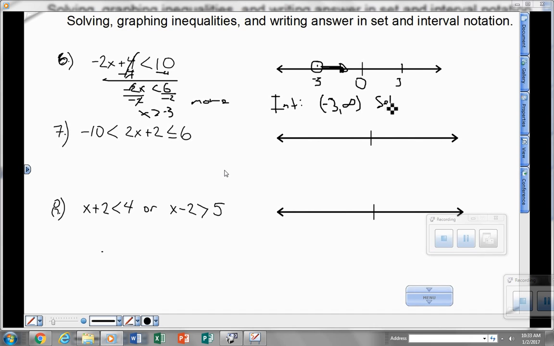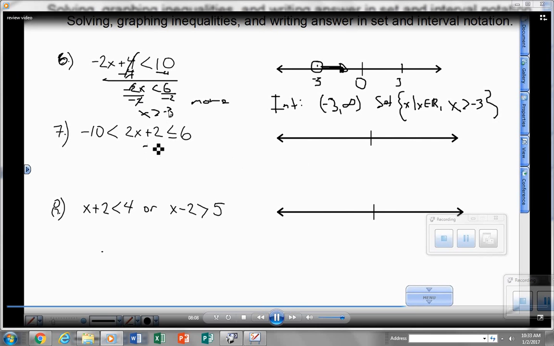Set notation has you always write that big fancy squiggly and then X and that little line, and then X is an element of the real numbers, so you always do that for these inequalities. And then a comma, and now you write an inequality that matches that. So X is more than -3, always the same exact inequality you get in your answer here for set notation.